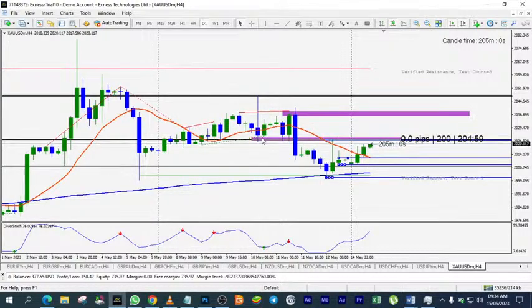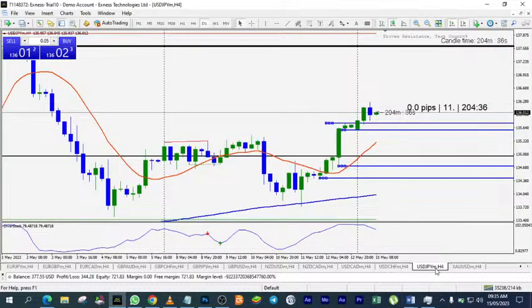So this is previous support turned resistance, because look at it here, it was a key support level, and now it is a resistance level around this level here. So I'll be looking to see what the reaction of price action is in that region, so I won't be taking that trade.